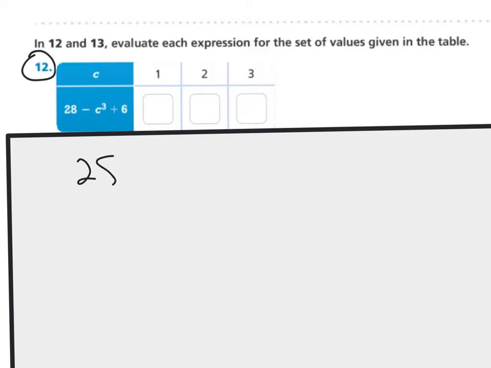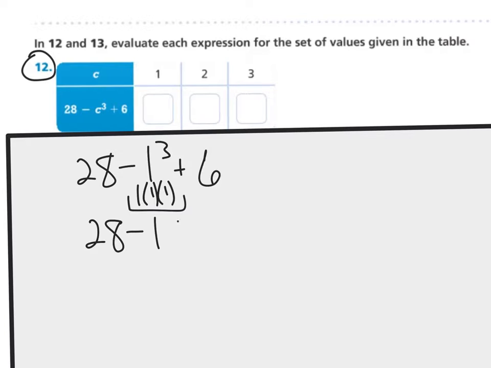So first thing on number 12, we're substituting a 1 in place of C. 1 cubed means 1 times 1 times 1. That would be the first thing, is the exponent there. 1 times 1 times 1 is 1. Then we would do 28 minus 1, which is 27. And then 27 plus 6 is 33.